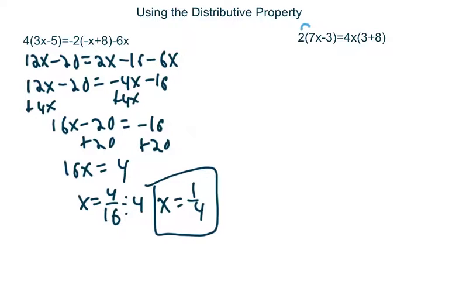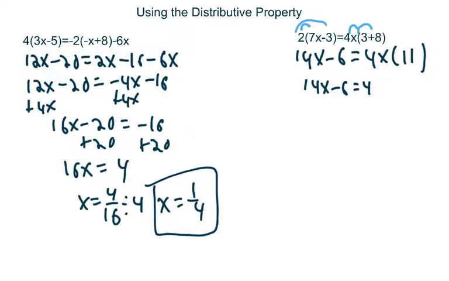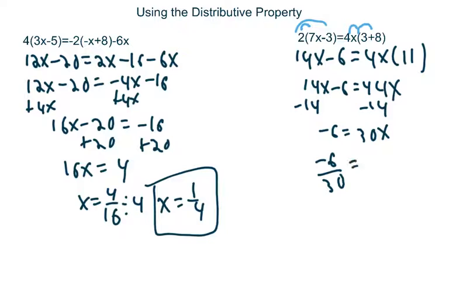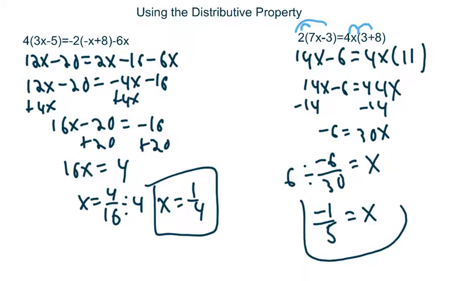Okay, let's distribute. Do that to all of them. 14x minus 6 equals, if I were you, do order of operations for this. It'll be 14x minus 6 equals 44x. Subtract 14x from both sides. Negative 6 equals 30x. Then divide by 6. It would be negative 1 over 5, so x is negative 1 over 5.